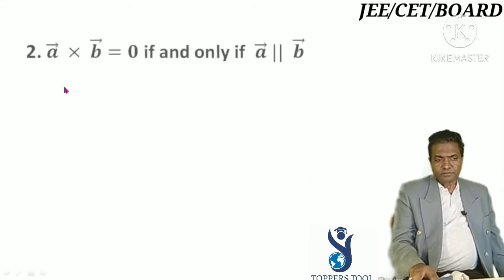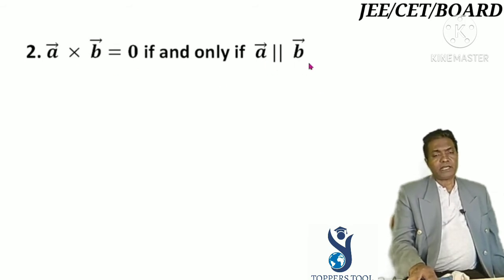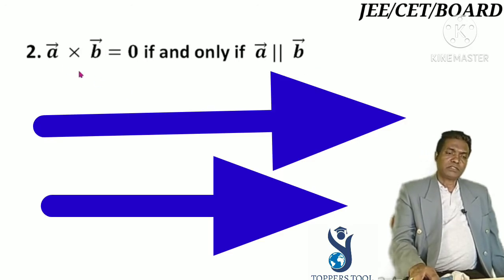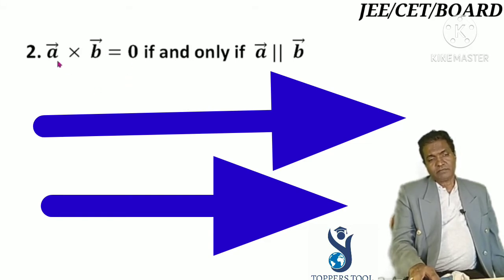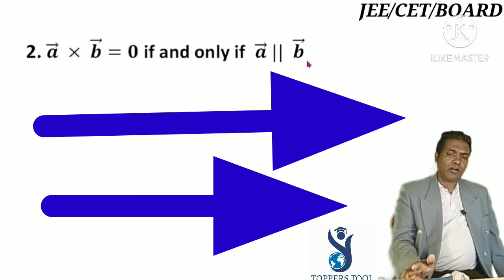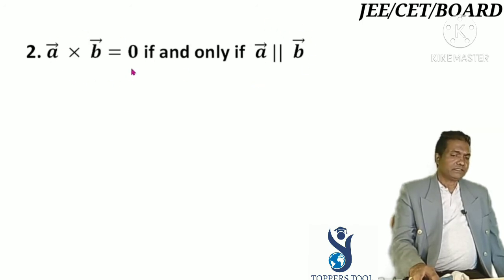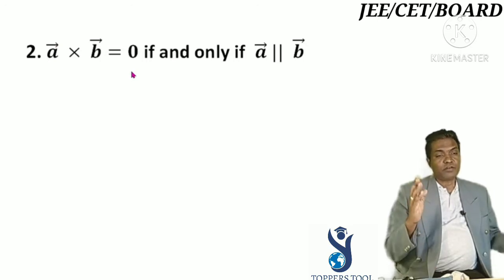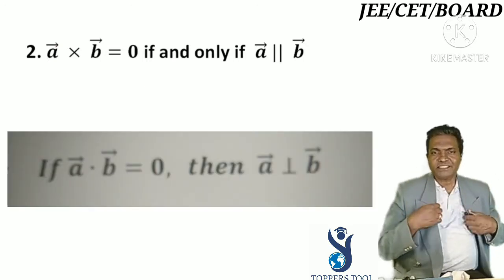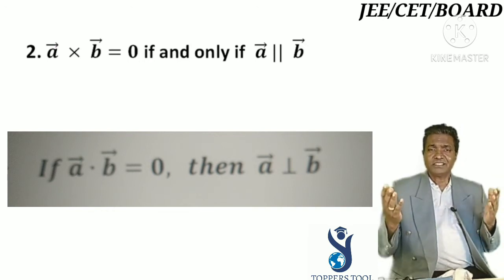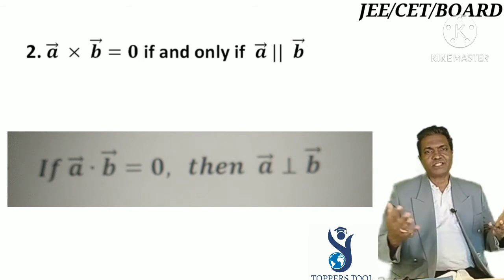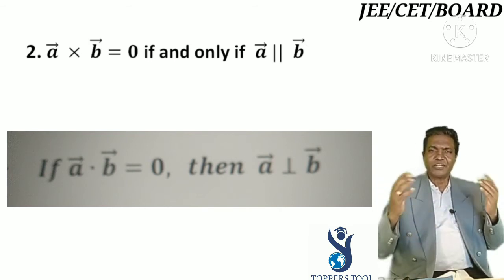Now one more thing, A cross B is equal to 0 if and only if vector A is parallel to vector B. It means the cross product of two parallel vectors is always 0. That means if the cross product is 0, the two vectors are parallel. Conversely, if two vectors are parallel, then their cross product is 0. As we studied in the case of dot product, if the dot product of two vectors is 0, then they are perpendicular to each other. Conversely, if two vectors are perpendicular, their dot product is 0.